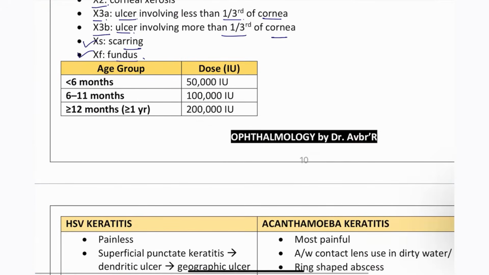And how are you going to treat? This is given on day 1 and repeated again on day 14, as per the age group. Less than 6 months, 50,000 international units; 6 to 11 months, 1 lakh units; more than 12 months, 2 lakh units.